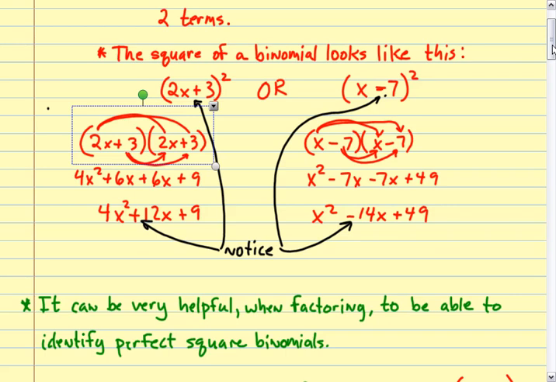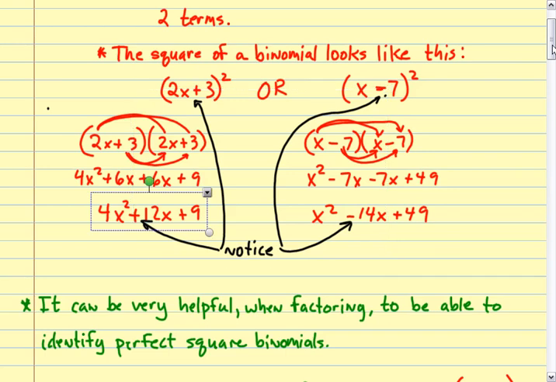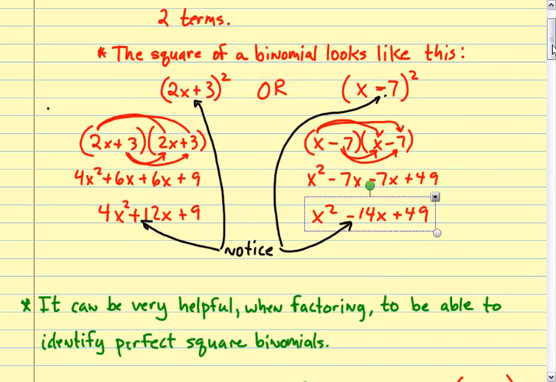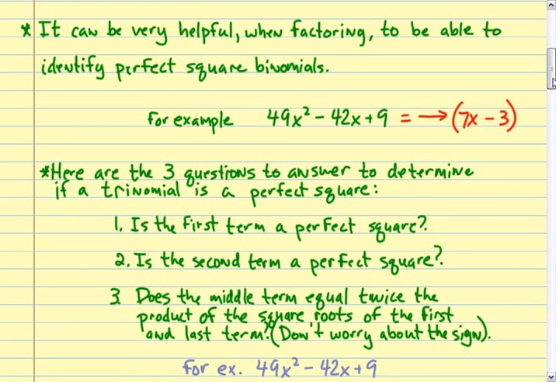Now notice here, do you see this right here is a plus? And it's a plus because that's a plus. Over here, when we multiply it out, we get x² − 14x + 49. You see, this is a negative because that was a difference up there, x − 7. So make a note of that, because that'll come up when we're factoring some stuff. Now, you guys know how to multiply that out. We don't need to spend any more time on that. But let's look at this next bit.